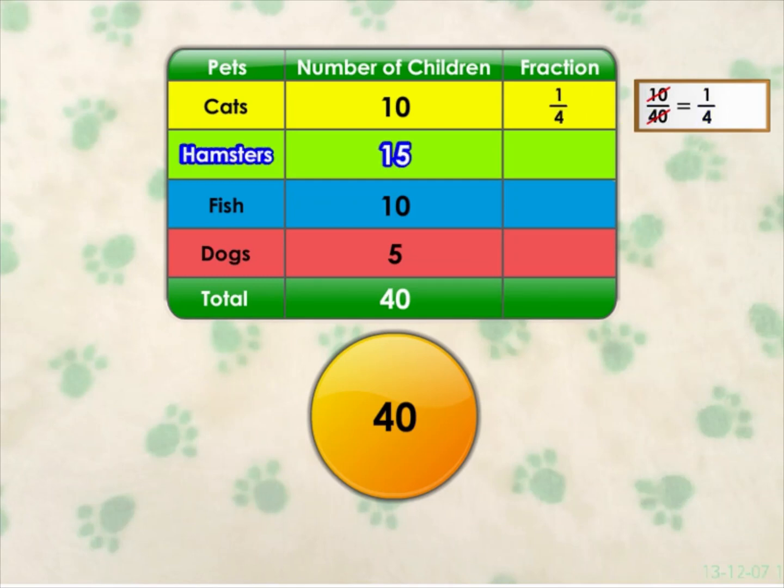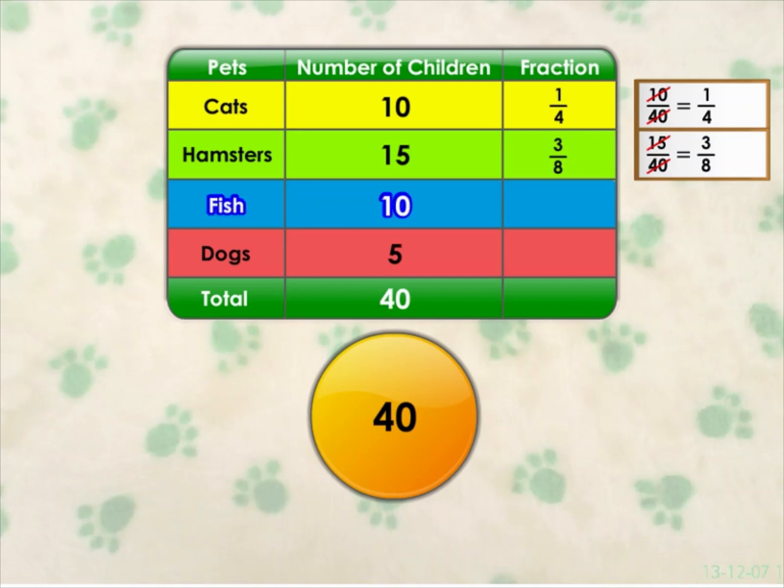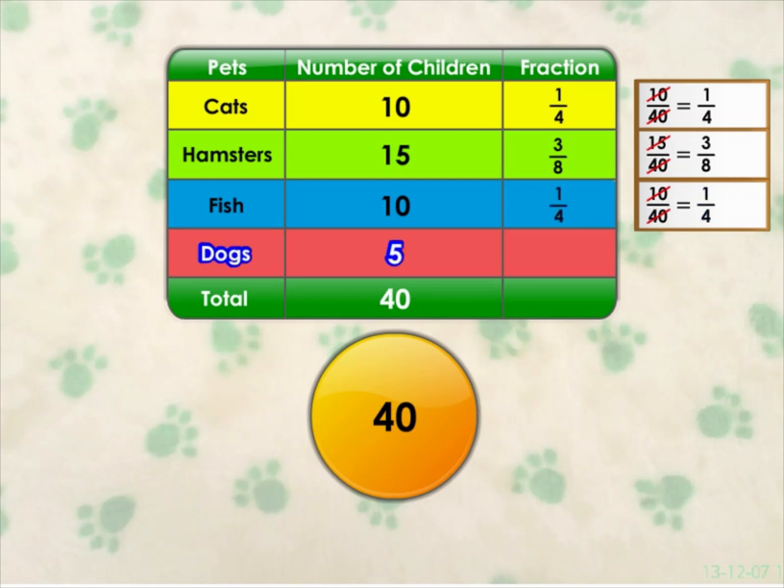What fraction is the number of children who like hamsters? 15 over 40 equals 3/8. What about those who like fish? It is 1/4 also. What fraction represents those who like dogs? 5 over 40 equals 1/8.